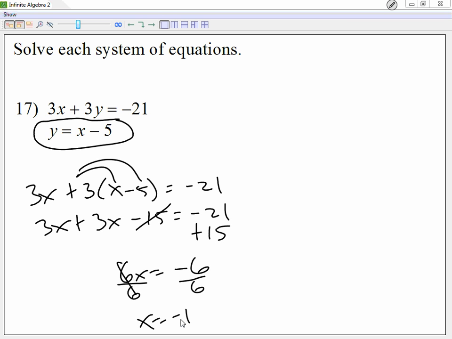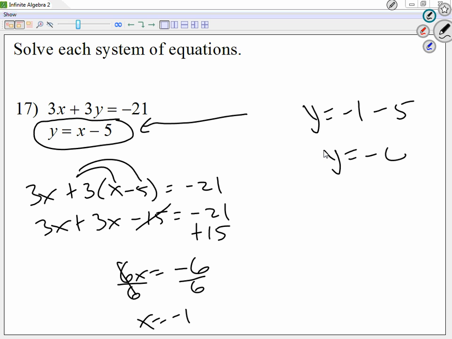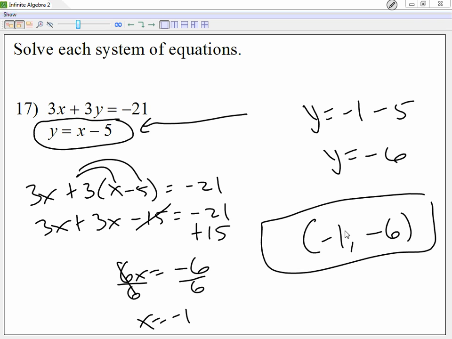The other half, plug in negative 1 for x in this equation. So instead of x, let me write negative 1 to solve for y. So I'm going to have y equals negative 1 minus 5. That means that y equals negative 6. So my answer should be negative 1, negative 6. The order that I write my numbers is in alphabetic order, so x first, y second.